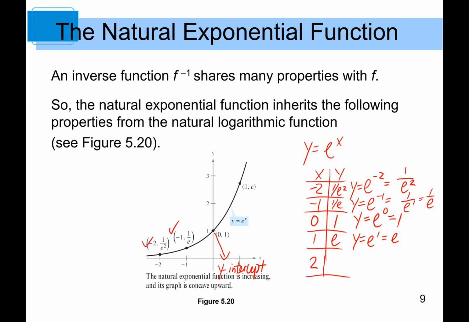If you want another ordered pair, we'll set x equal to 2, so e to the second power. That's approximately 2.718 squared, so that's somewhere around 8 point something, right? So once you have all these ordered pairs connected, you get a graph of the function y equal to e to the x.